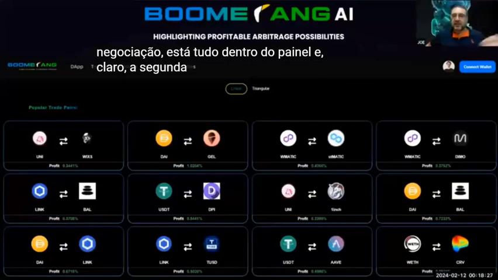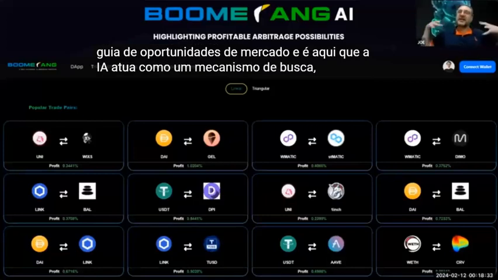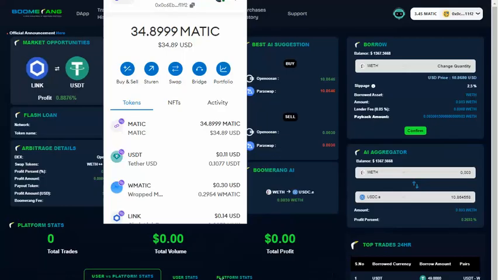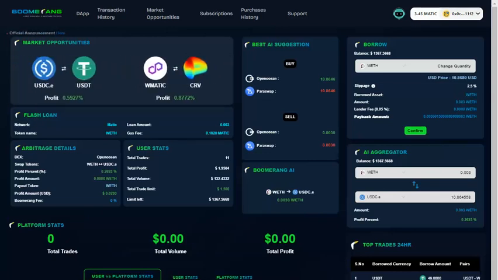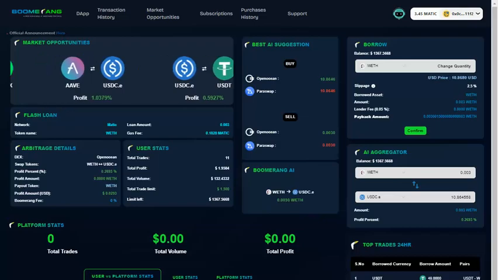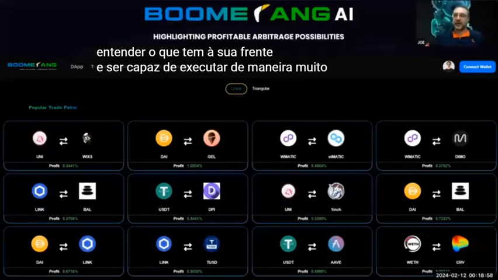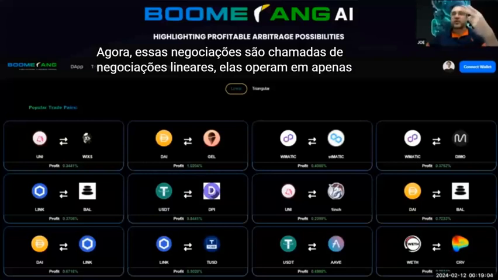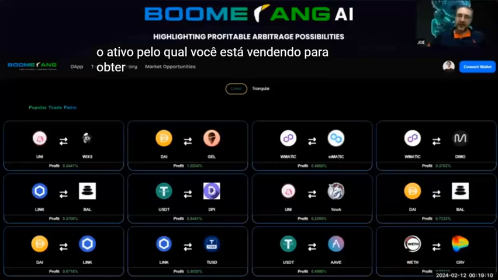And of course, the second part is the market opportunities tab. And this is where the AI acts as a search engine. You activate the page, the AI will go out into the marketplace. It will find profitable trades and aggregate them together for you in one easy to use platform. Boomerang does not create trades. It simply finds trades and presents them to you in a simple format so that you can understand what you have in front of you and you're able to execute very simply. Now, these trades are what are called linear trades. They operate on just two assets, the asset that you buy and the asset that you're selling it for in order to get the profit.